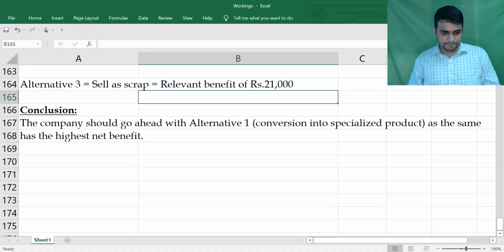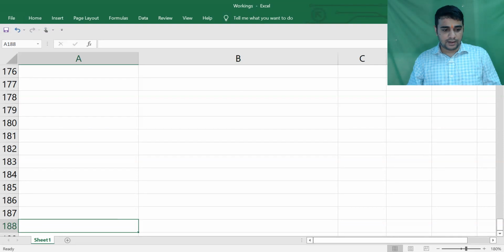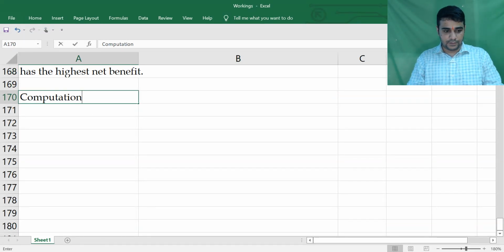Now, right here, computation of purchase price.